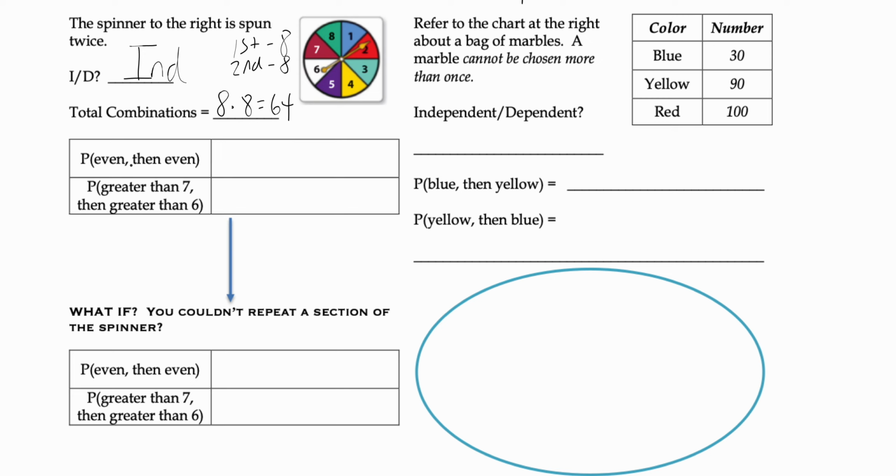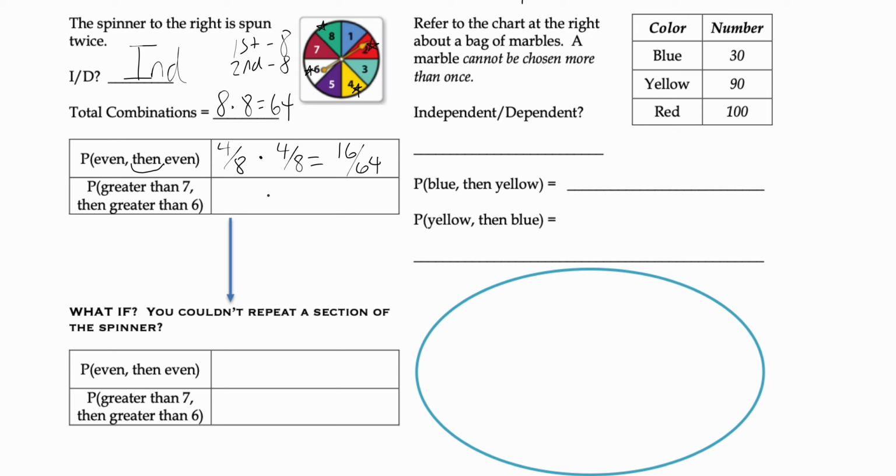In the first example, I'm interested in spinning an even and then an even. I have 1, 2, 3, and 4 even numbers out of the 8 on the spinner. If I spin again, I am still interested in achieving an even, so I multiply 4 over 8 by 4 over 8, giving me 16 out of 64 combinations of an even followed by an even.